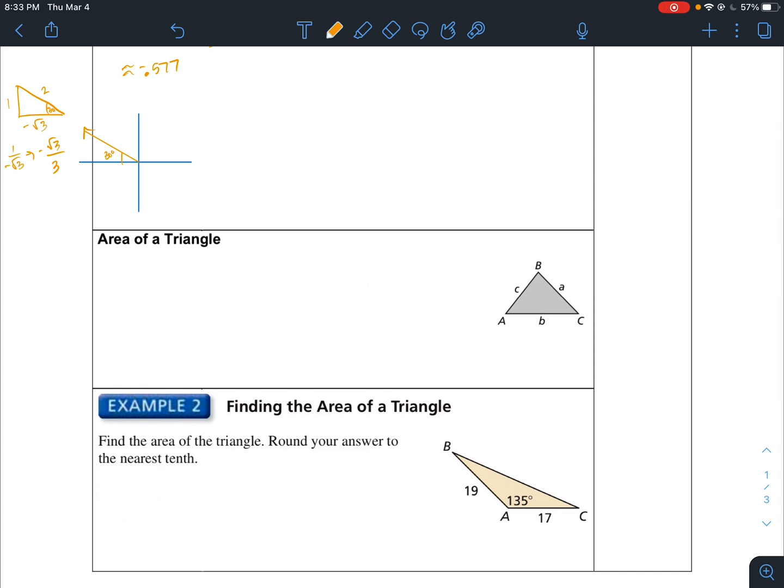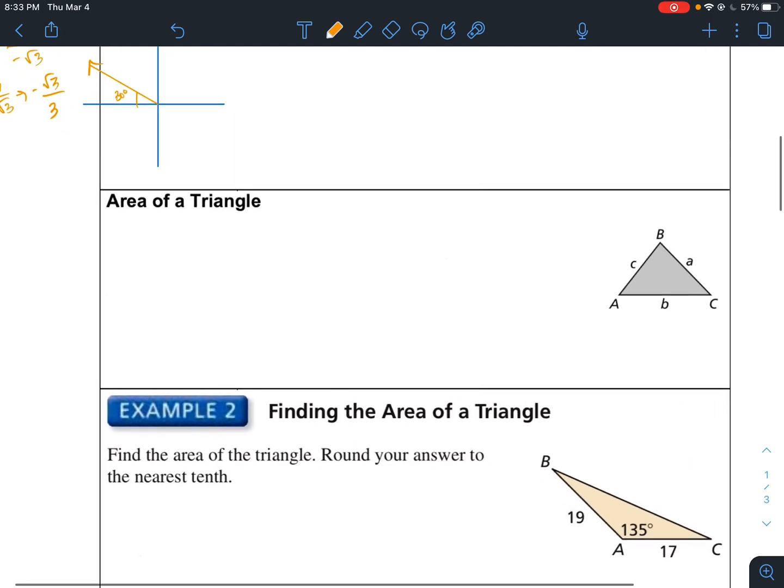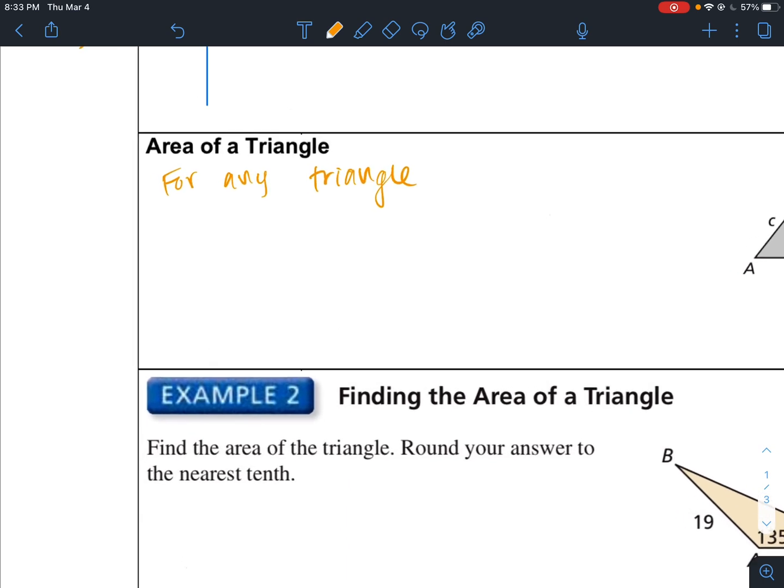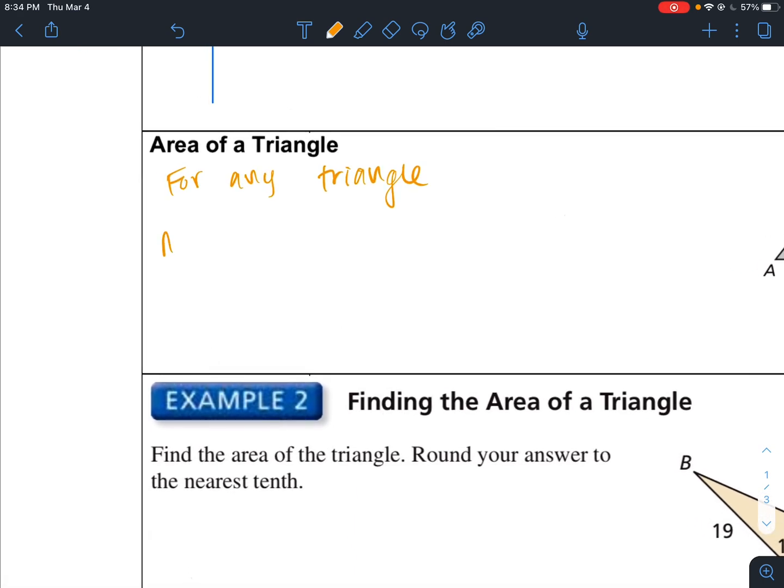Now the area of a triangle. So there are formulas that we can use to find areas of any triangle. So for any triangle, you can use these formulas. There are three ways that you could find the area of any triangle. Okay, so the first one is area. I'm just going to put in A for area. Actually, I'm not, because that might get confusing. I'm going to write out area.